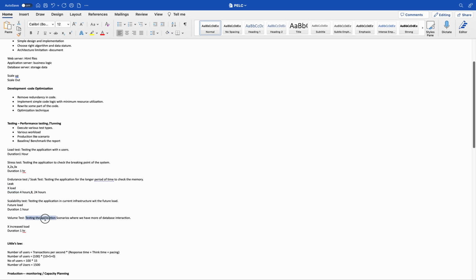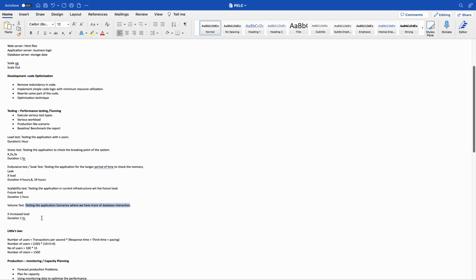What is the volume test? Volume test is testing the application scenario where we have more database interaction. So it is related to the database interaction. We are fetching, executing queries, and checking if we are getting a successful response or not. All of that comes under the volume test.